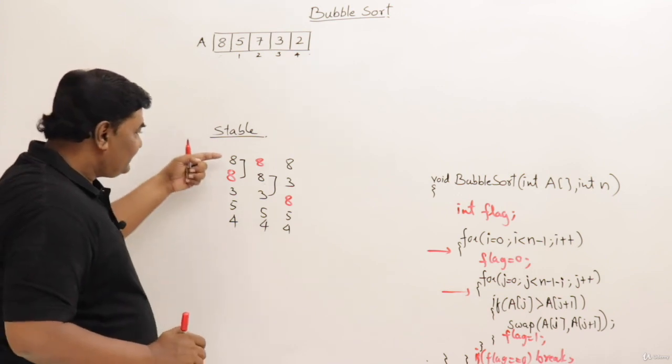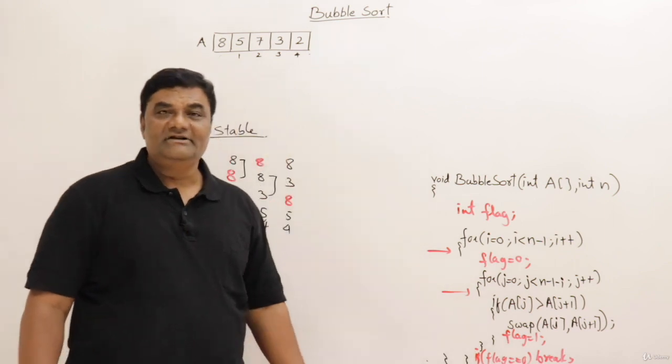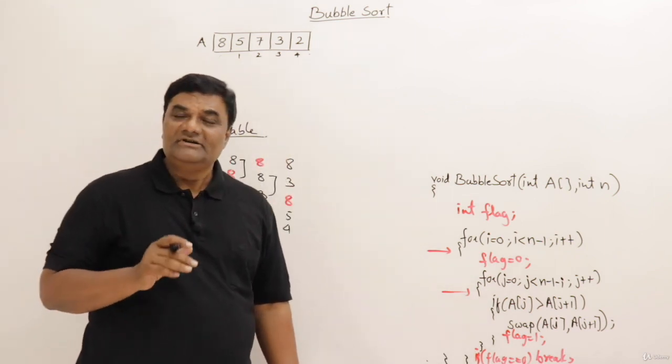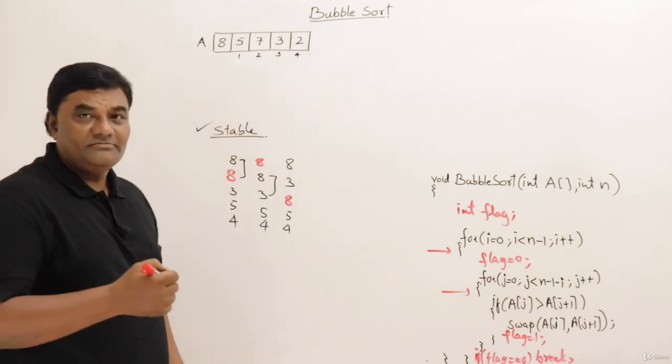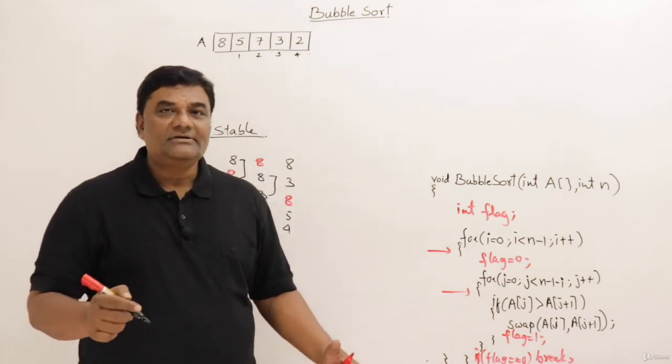Because if this is greater, then only it will interchange. So bubble sort will interchange only if the first element is greater than the second element. So that's how bubble sort is stable also. So yes, it is stable. So bubble sort is adaptive, bubble sort is stable. That's all about bubble sort.